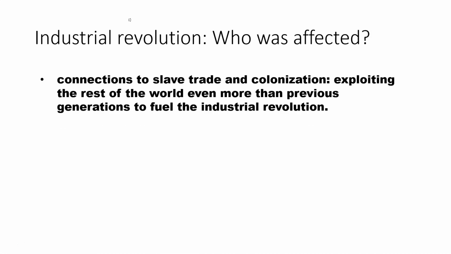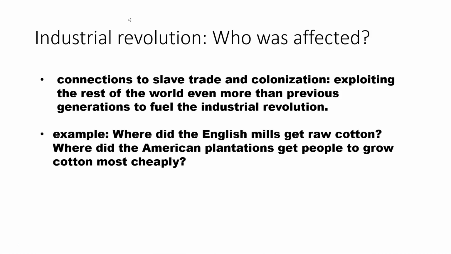There are connections to the slave trade and colonization. England and other industrial nations had to exploit the rest of the world even more than they had previously to fuel the Industrial Revolution. For example, where did the English mills get raw cotton to make into clothing on an industrial scale? Well, they got that from the States. But where did the American plantations get people to grow cotton most cheaply in terrible working conditions? Well, they imported slaves. So there came a whole trade triangle around supplying the needs of the Industrial Revolution.